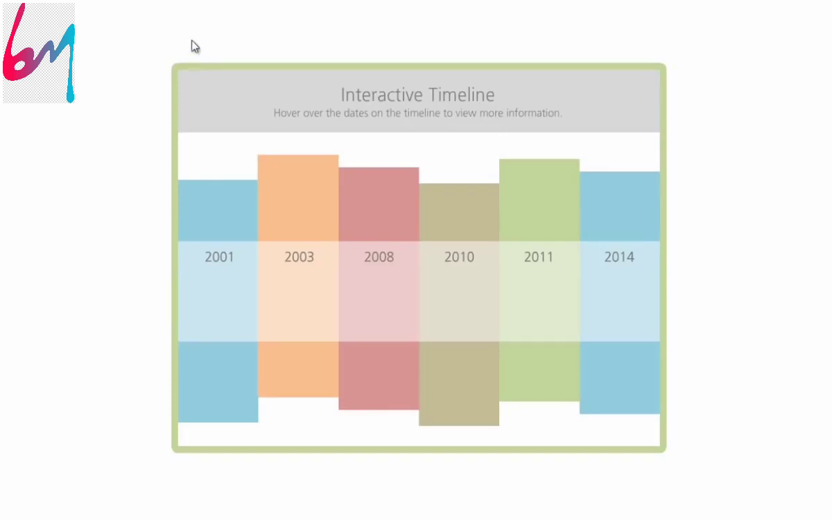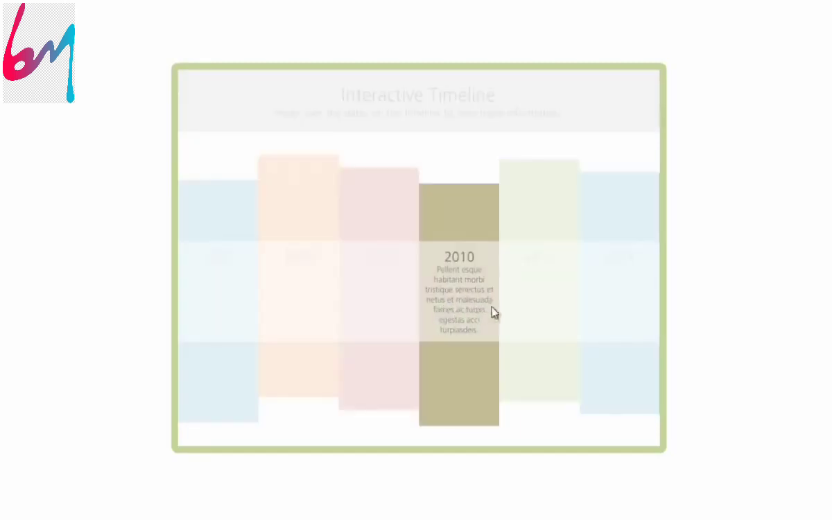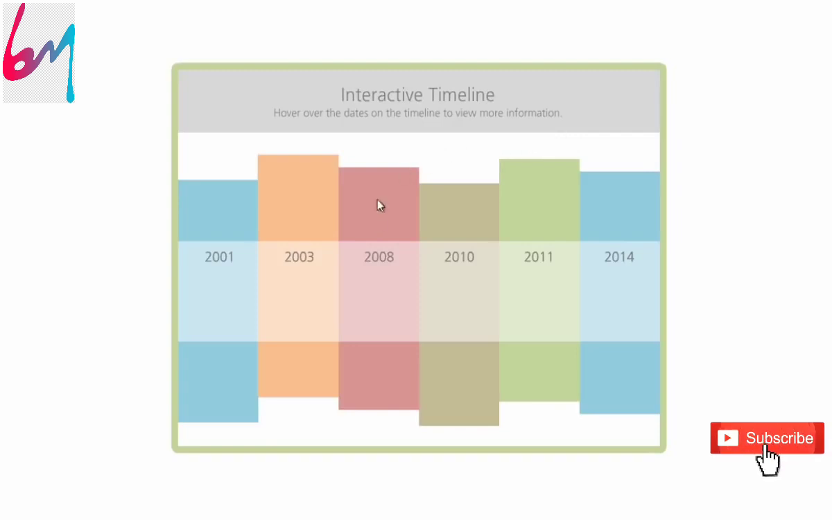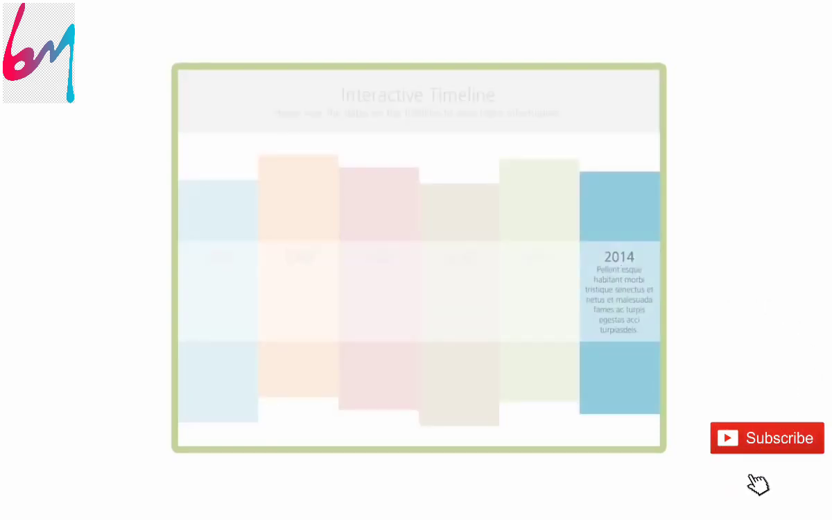I thought I would record a short screencast to show you all how I pulled it together. As you can see, when I hover over the different areas of the timeline, information and images become visible. This is all made possible using PowerPoint's actions. So let me show you how I did this.